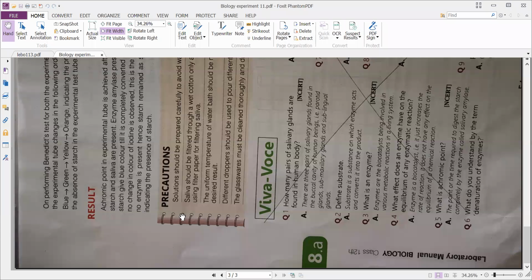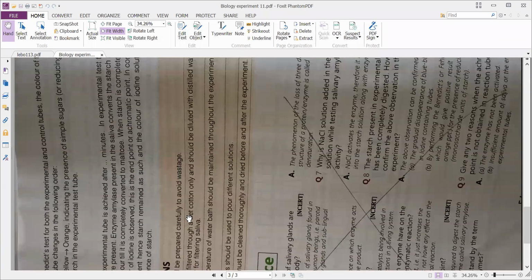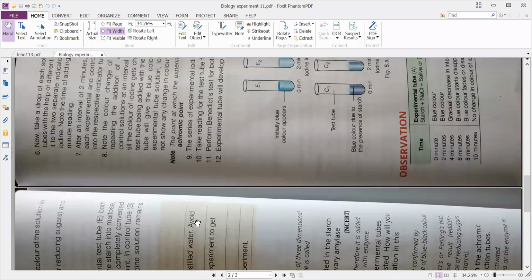So you have to write aim, requirements, preparation of reagents, procedure up to 8 points only, and next followed by result, only the first line up to minutes, and next precautions. These all should be written on the right side page.